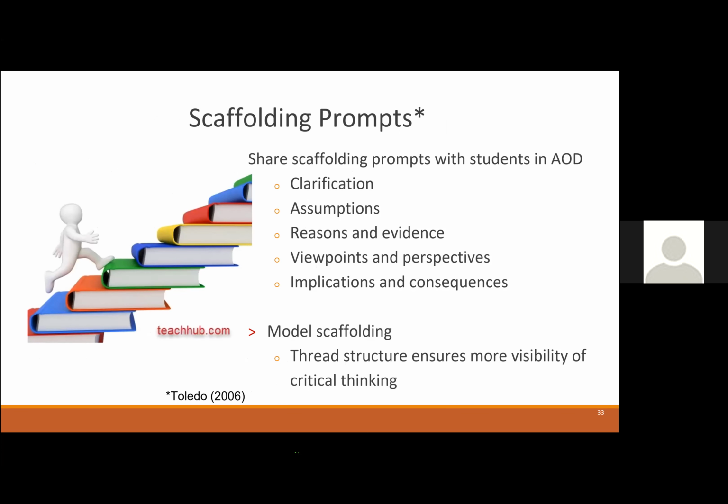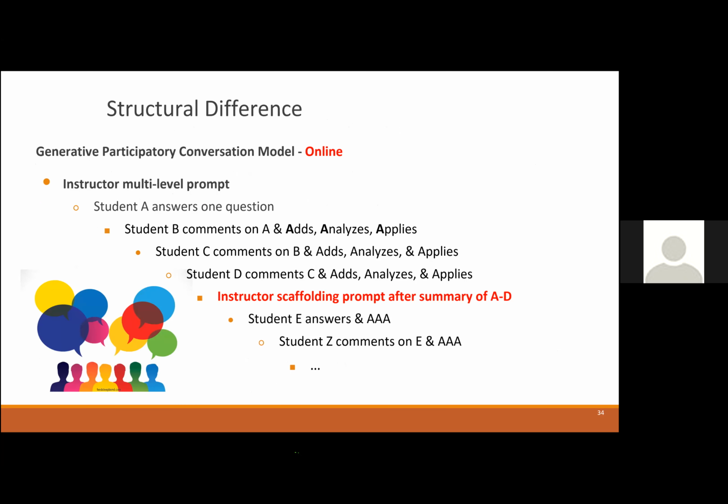You can use scaffolding prompts in any discussion. In a post-and-reply-to-two discussion, if a professor asks a scaffolding question, asking the student to clarify assumptions or reasons or viewpoints, that student and any other students who read it will benefit. But that's only a handful of students. With this organic discussion model, any scaffolding prompt impacts the whole discussion. That really helps the whole class see how you can think critically about the topic at hand.